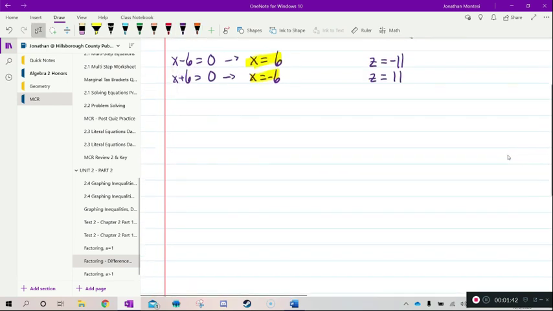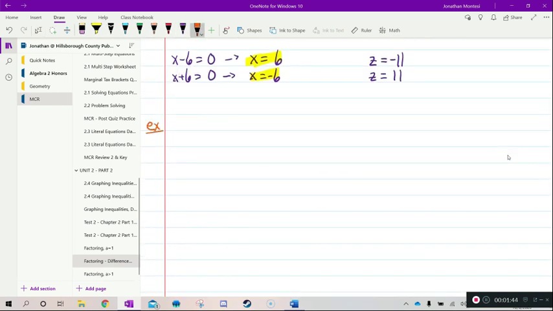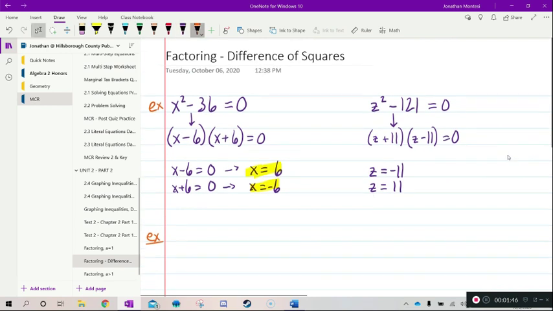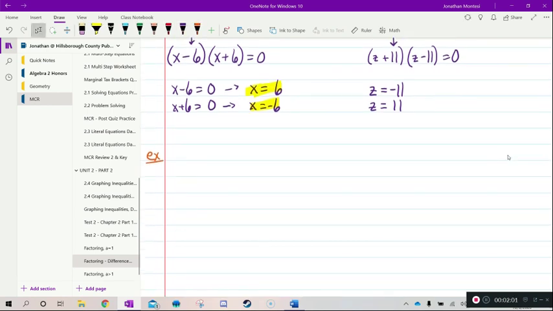Now, let's talk about some difference of squares when a is greater than 1, because this is still ax squared plus bx plus c. If you'll notice, bx is just 0, so it's not there. So let's talk about one where a is greater than 1, the number in front of x. 4x squared minus 25.